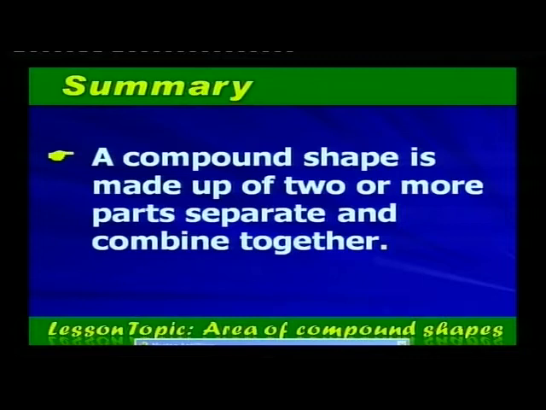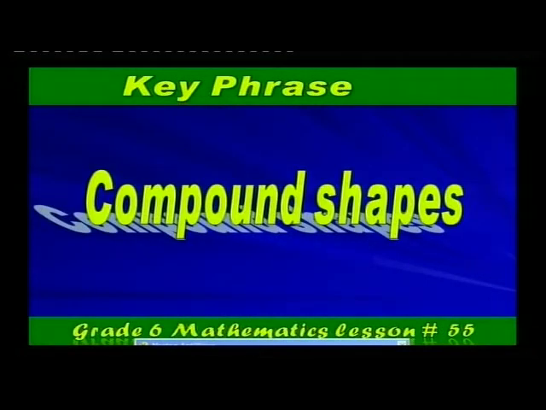Okay, a compound shape is made up of two or more parts separate and combined together. So you can have different shapes, but you can always combine them together, and then you have formed a compound shape. So don't forget, when you are trying to work out the area of a compound shape, it must be worked out separately first, according to the number of parts that you have put together. And the last step, you are to add those different areas together to get the total area of the compound shape.